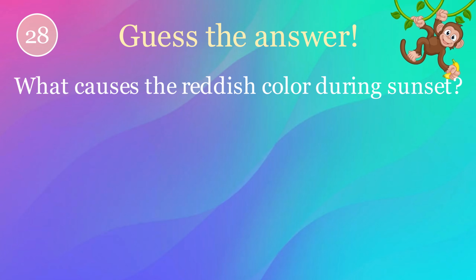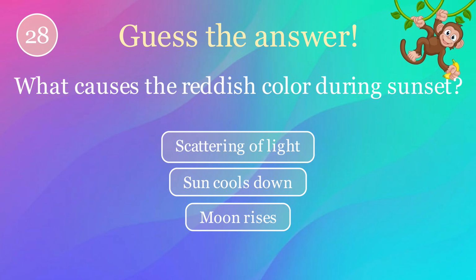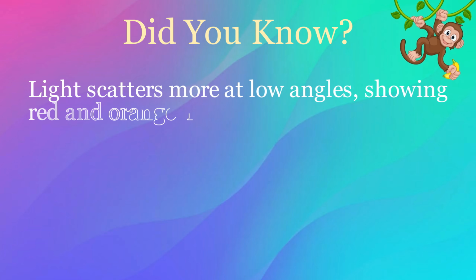What causes the reddish color during sunset? Scattering of light. Sun cools down. Moon rises. The correct answer is scattering of light. Here's an interesting fact: light scatters more at low angles, showing red and orange hues.